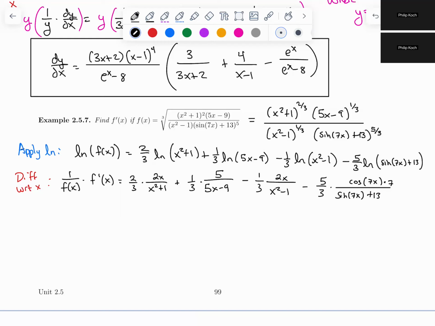And therefore, the last step, because we don't want to know what 1 over f of x times f prime of x is equal to. We want to know what f prime is equal to. So we'll multiply both sides by f of x to get that f prime of x will equal f of x, which is the third root of x squared plus 1 squared times 5x minus 9 divided by x squared minus 1 times sine of 7x plus 13 to the 5th.